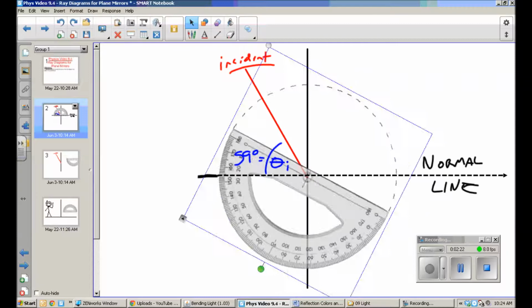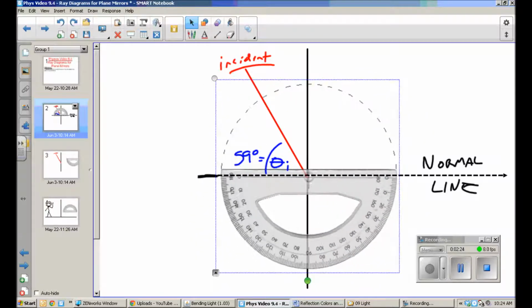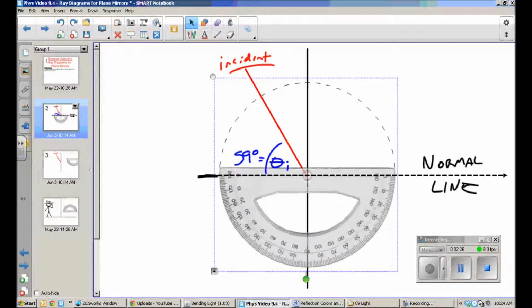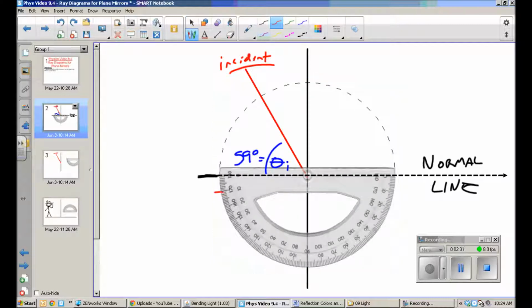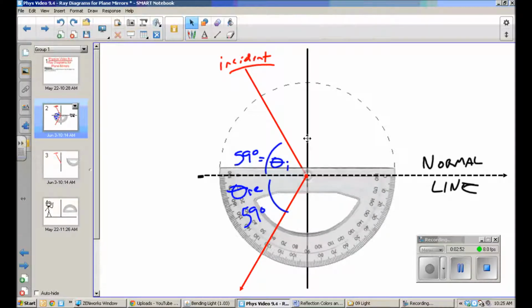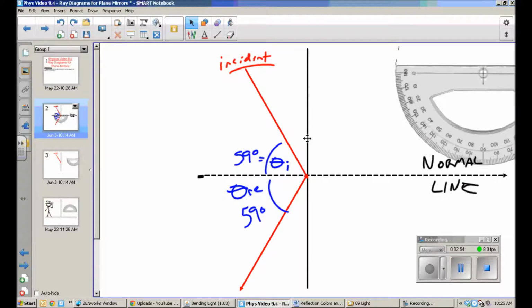So if I spin this guy all the way around, and I make a mark over here at 10, 20, 30, 40, 59 degrees, then I can put in my reflected beam. 59 degrees, just like that. Okay? And so then I know that my angle of reflection is also 59 degrees. So that's the technical way to make that drawing.